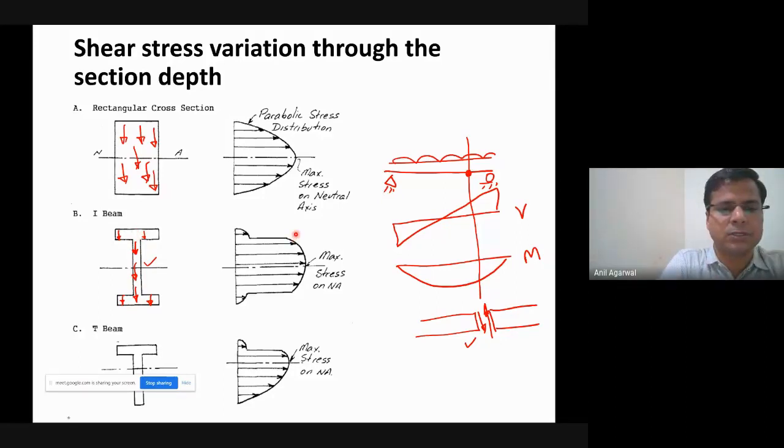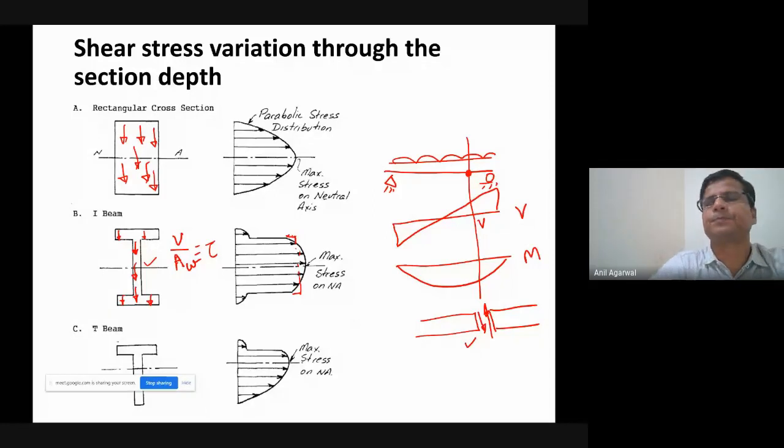So what we typically do is, we take that shear force demand, we do V divided by area of the web, and that gives a tau value, and that tau value we take as the average tau everywhere. Okay, and we disregard this parabolic distribution in this area. We assume it to be almost uniform, and we take that as a tau value, tau demand.